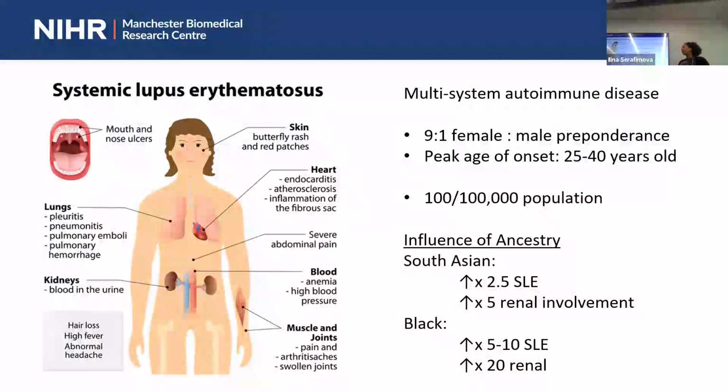Taking renal or kidney involvement as an example, overall about a third of patients with lupus will have renal involvement, which is associated with long-term adverse outcomes in lupus. And you can see in South Asian groups and patients of Black ancestry, they have a much higher prevalence of renal involvement.